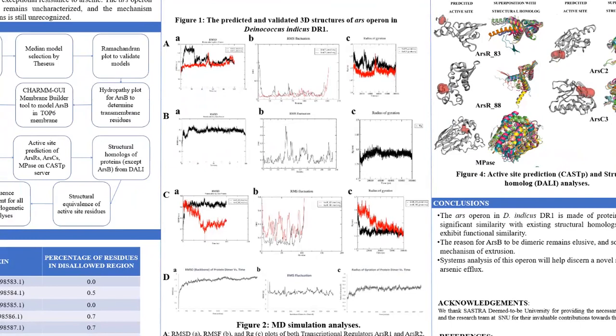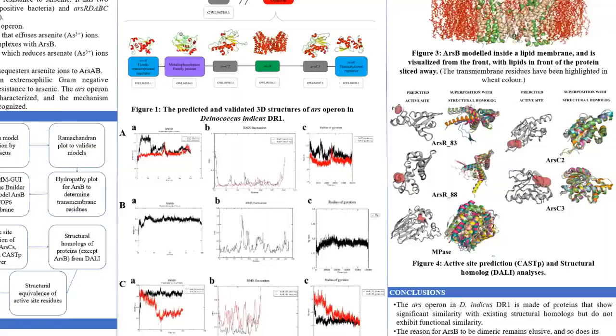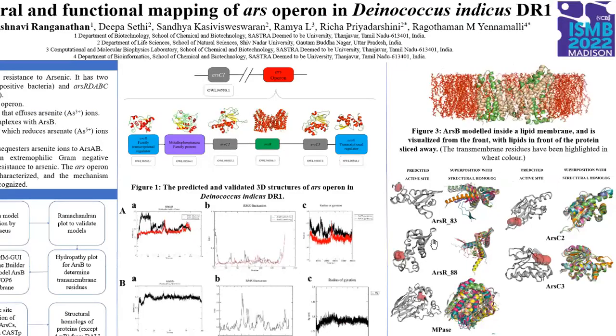All plots plateaued much early into the simulation, with the latest being halfway through simulation time. This plateauing gave us confidence about the protein's performance in MD simulations. Figure 3 is that of the dimeric ARSB in a lipid membrane. The red region is that of the lipid bilayer, and the protein is in the center. The lipids in front of the protein have been sliced away for the sake of representation in this image. The wheatish color represents the predicted transmembrane residues.